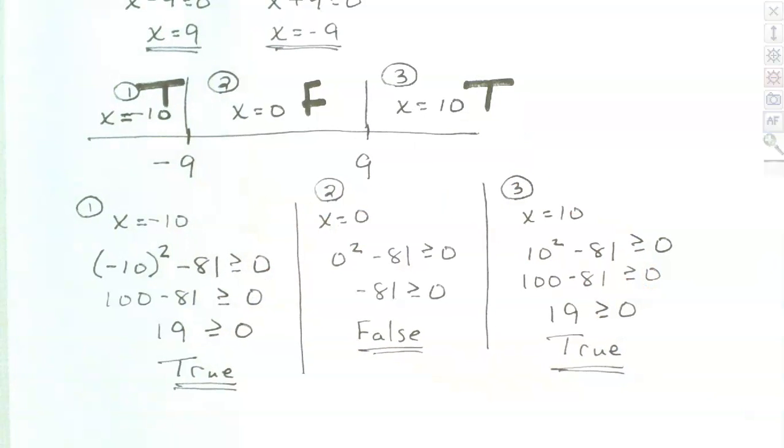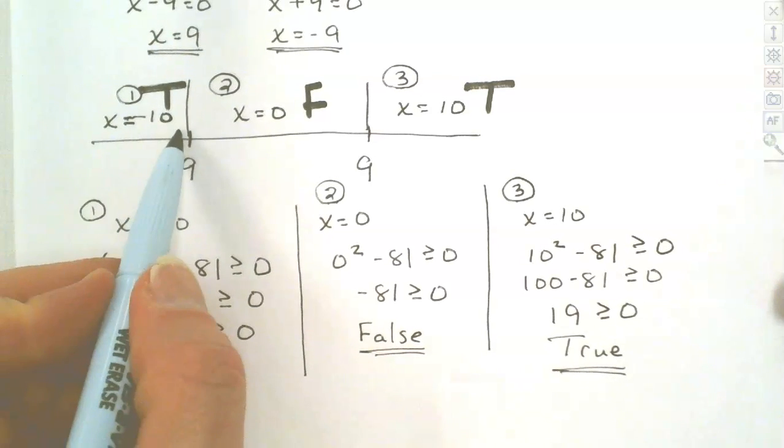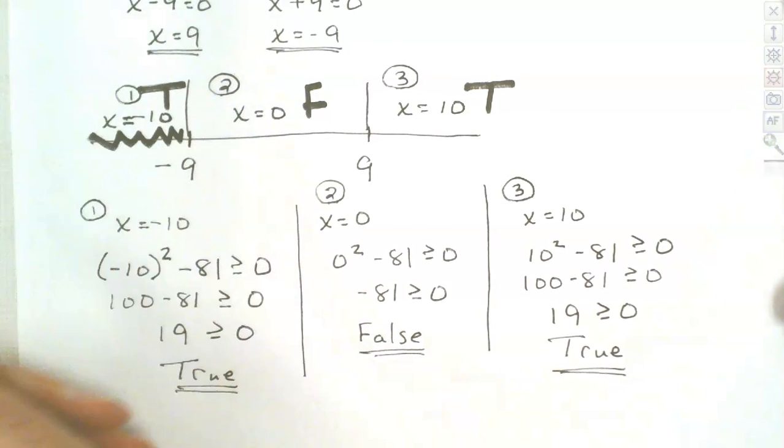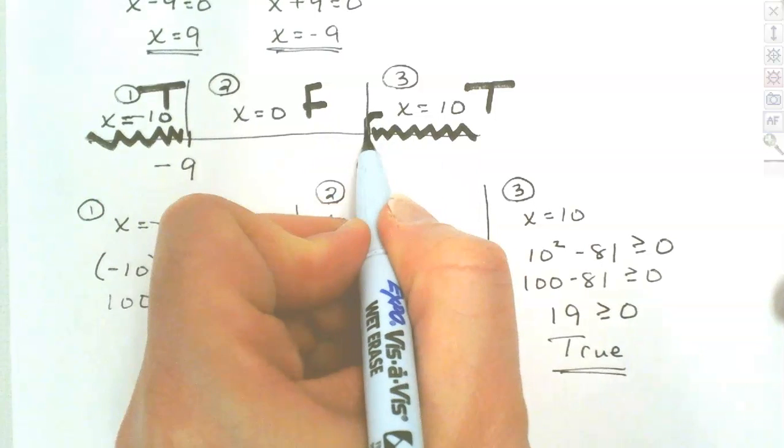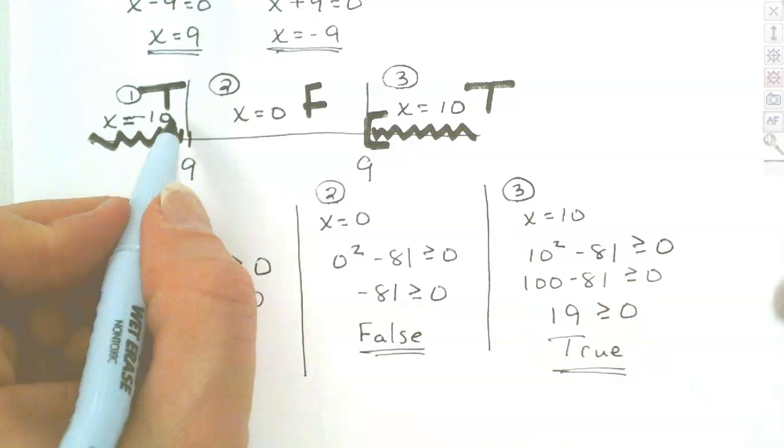And we're going to do several of these just to make sure we know how they work. So now we want to shade where it's true. So where are my answers true? Well, they're going to be true in region 1 and region 3 over here. We're going to use a square bracket because it's greater than or equal to.